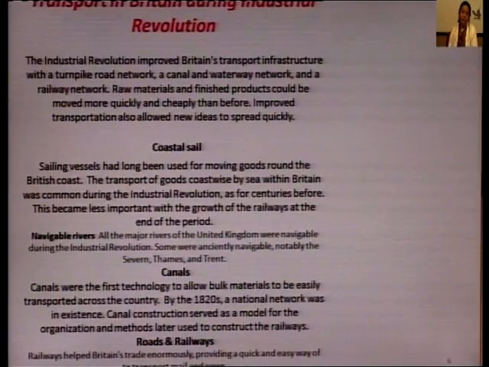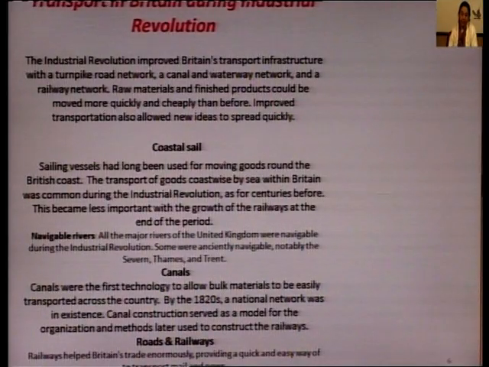Now, the transport sector is something to be considered when it comes to the Industrial Revolution, because when you start manufacturing at a faster rate, you need raw materials at a faster rate and you need to dispose of the manufactured goods at a faster rate. So the Industrial Revolution really improved the UK, England, Britain's transport infrastructure with a turnpike road network, a canal and waterway network, and a railway network.